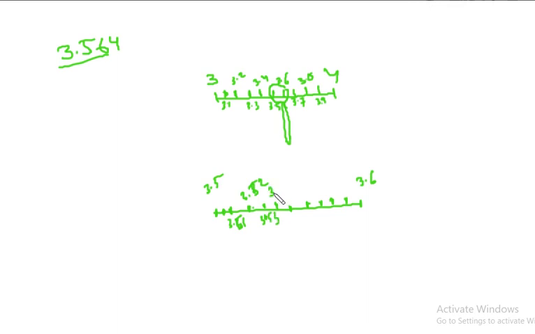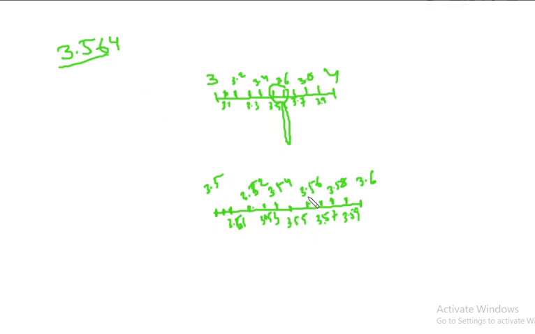So this is 3.51, this is 3.52, this is 3.53, then this is 3.54, 3.55, 3.56, 3.57, 3.58, 3.59, then 3.6.